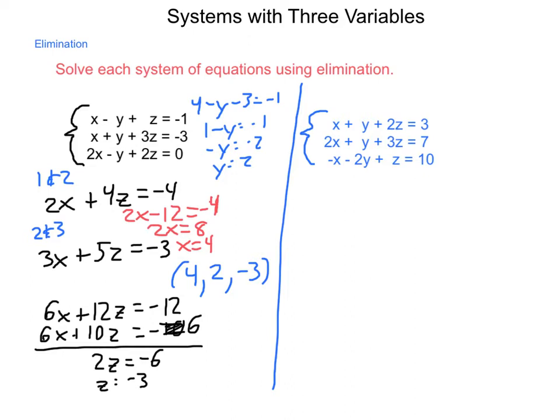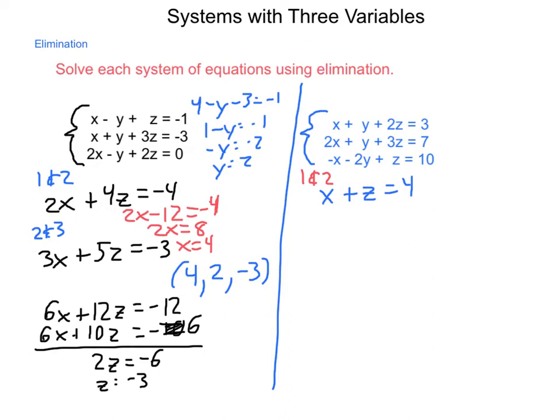So what we're going to do is, same thing, pick pairs of equations to eliminate a single variable. And what I'll do is I'll start by combining equations 1 and 2. I'm going to combine them through the operation of subtraction. And I'm going to subtract up to make it easier. So 2x minus x is simply x. Y minus y is 0. 3z minus 2z is z. 7 minus 3 is 4. So I have a new equation here called x plus z equals 4.